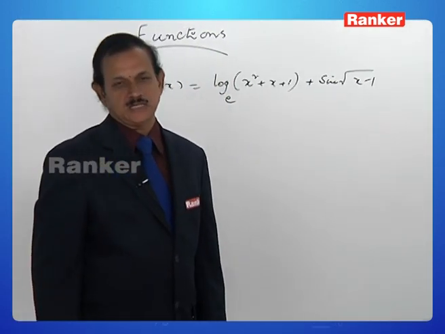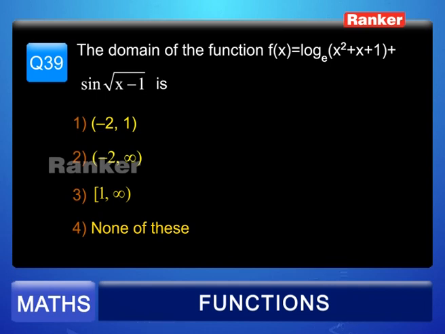And the options are, first option, open interval minus 2 to 1. Second option, open interval minus 2 to infinity. Third option, closed interval 1 to infinity. And the fourth option, none.